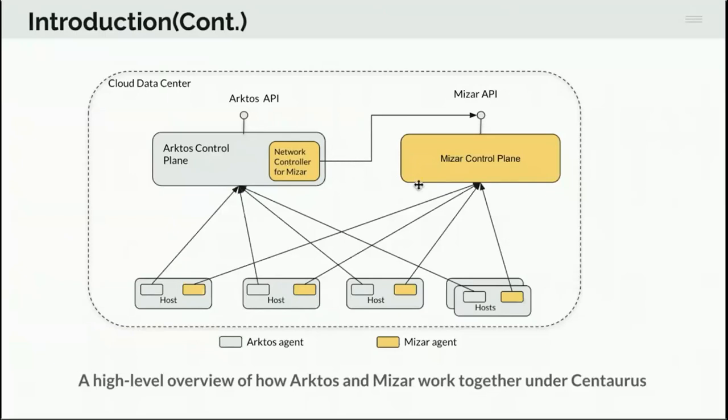Vice versa, on the networking part, Mizar itself is also an independent network service. It provides its public APIs, and it can work with different computing clusters, regardless of whether it's Arctos or Kubernetes or other computing clusters. Both of them are independent cloud services. They can work together, but they can also work with other networking or computing services.